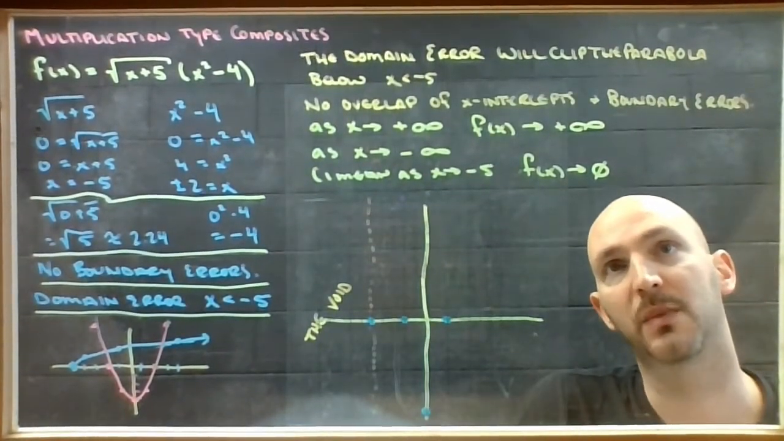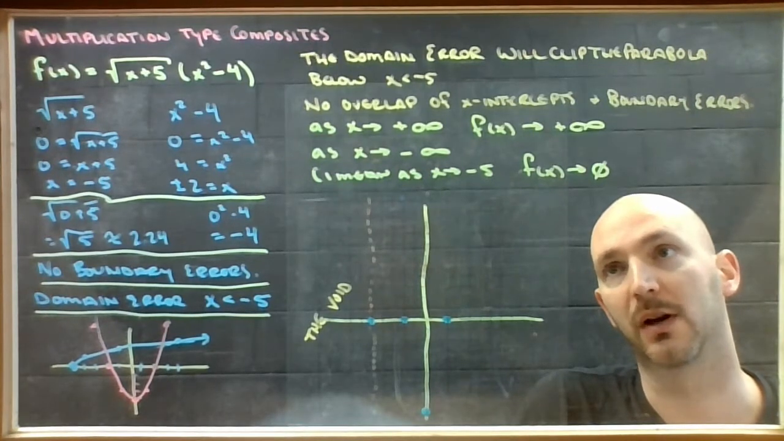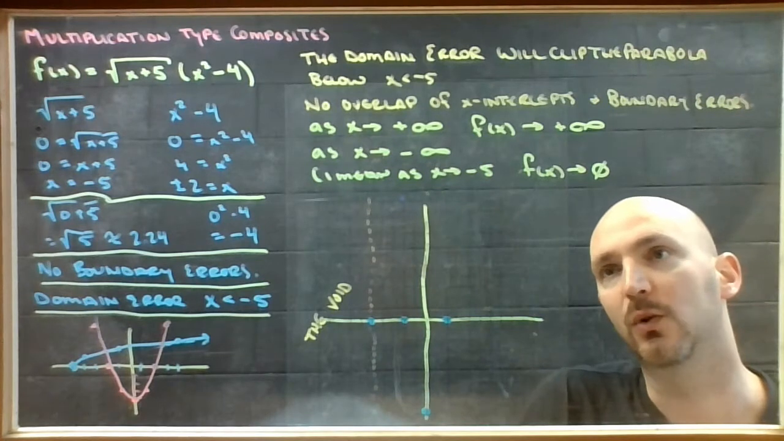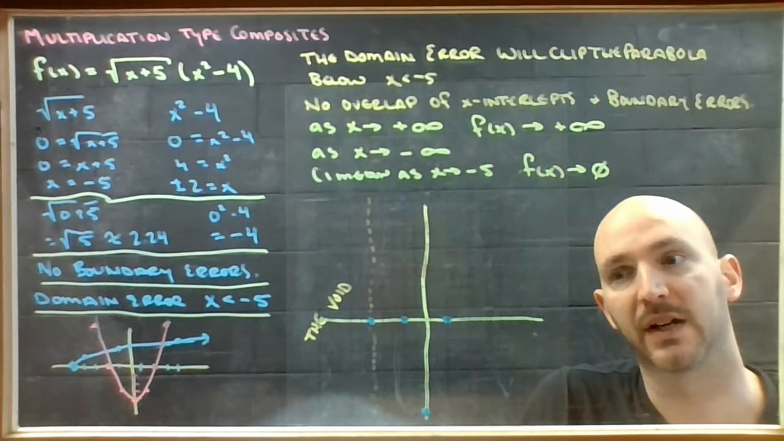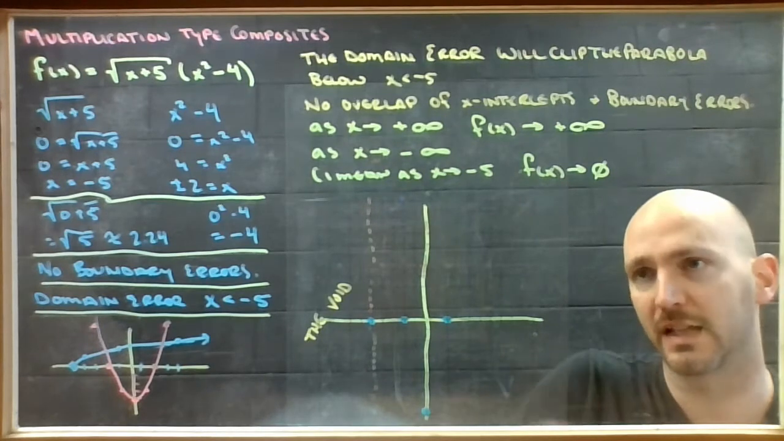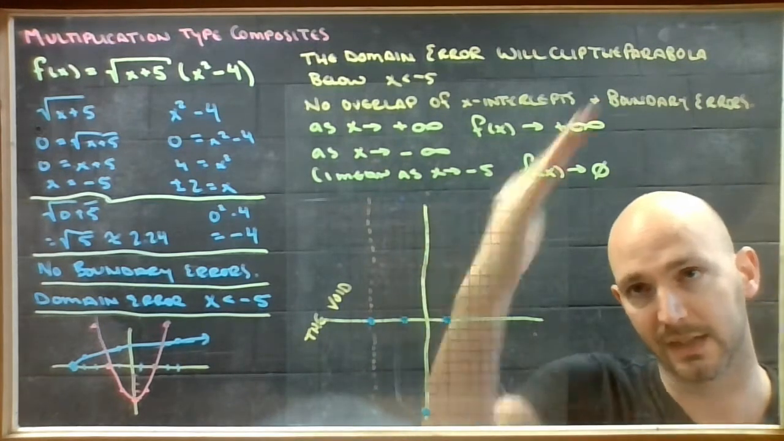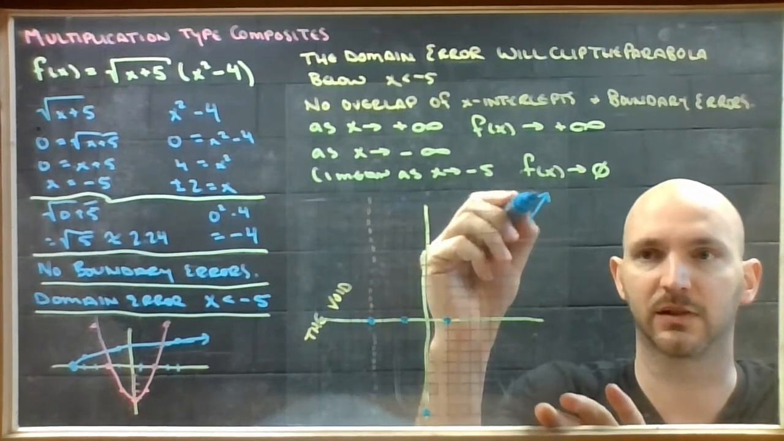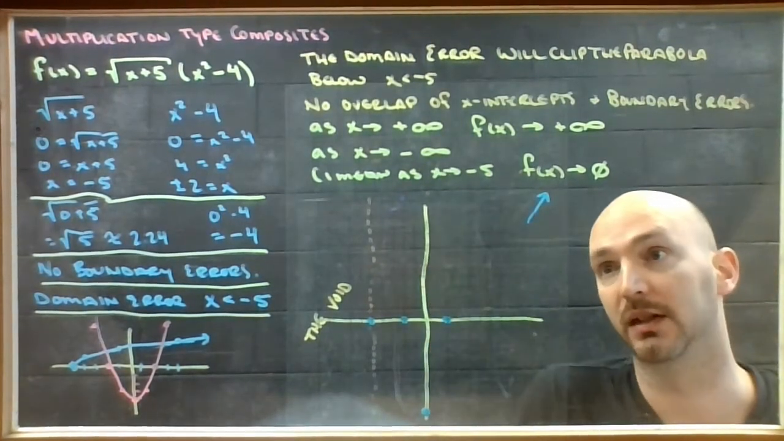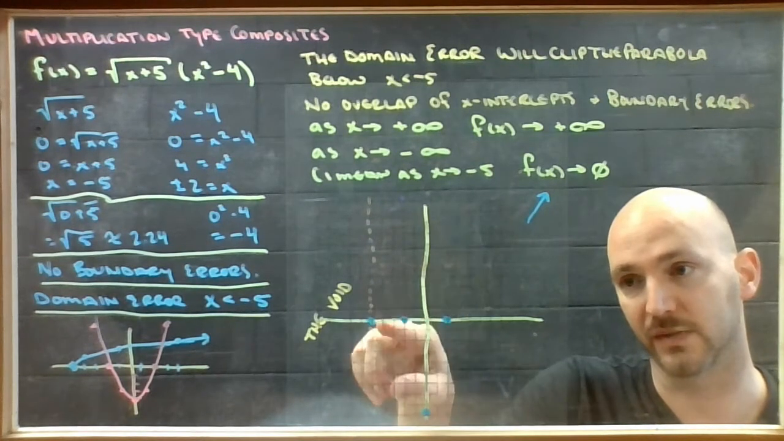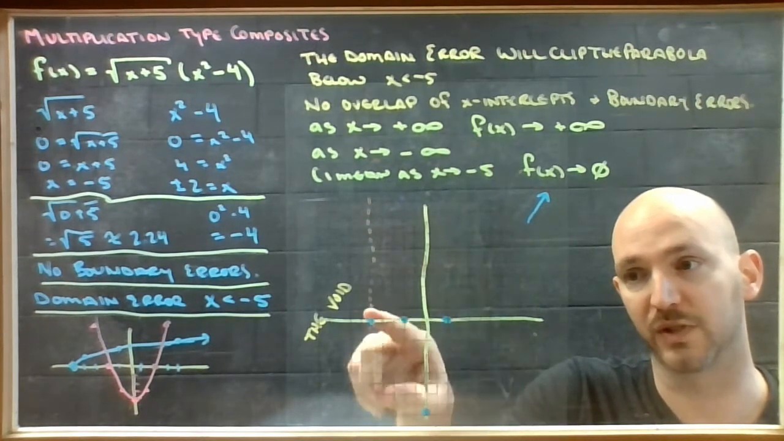Alright, the domain error will clip the parabola below x less than -5. Well, we got that. No overlap of x-intercepts and boundary errors, so all three of these x-intercepts are going to show up. As x goes to +infinity, this thing should take off. So maybe I'll just put a little arrow, go that way. Lovely. And as x goes to -5, I am approaching 0.